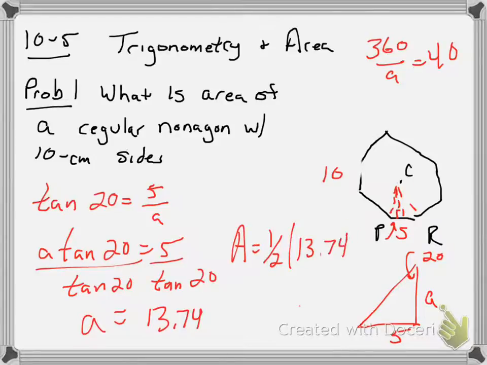So if we're finding the area, again, it's going to be area equals 1/2 of our apothem, which is 13.74, times our perimeter, which in this case would be 9 times 10, which is 90. Plug that all in, we get about 618.